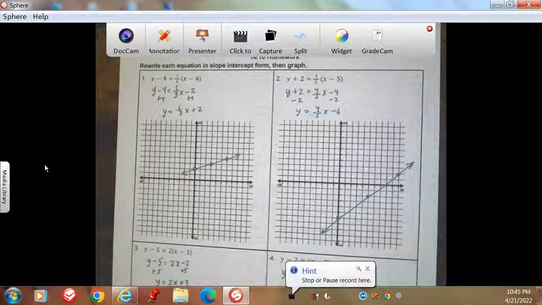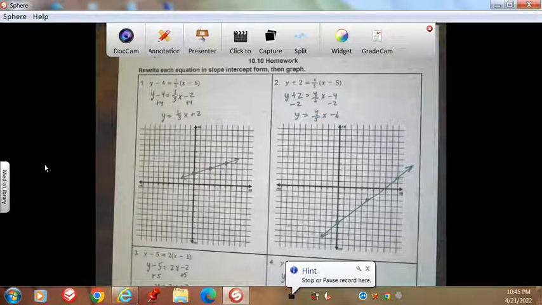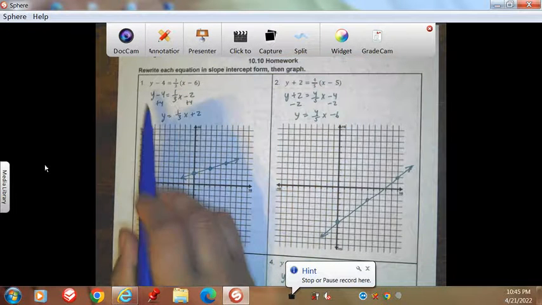First that I'll go over, and then we'll go right into the 10.11 notes for today. So this was the homework from last night where you were rewriting each equation in slope-intercept form and then graphing it. So just to go through an example together, since I wasn't here to do that, we see that it is currently in point-slope form.